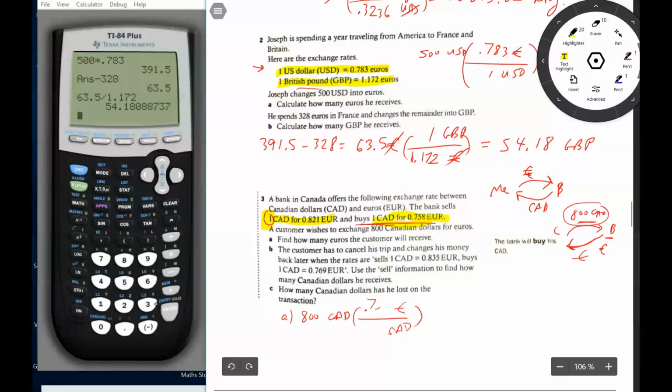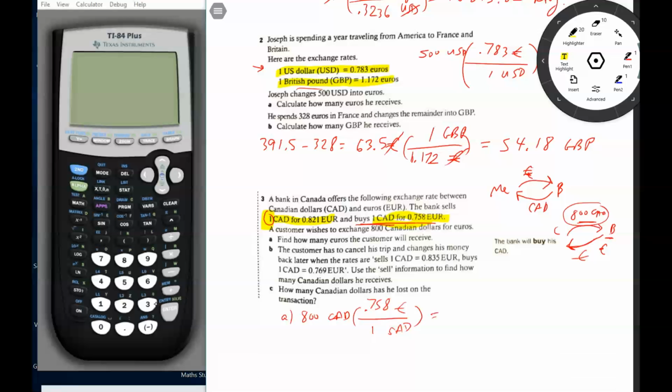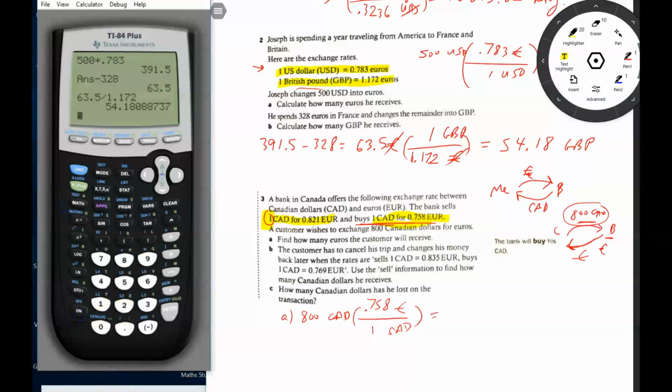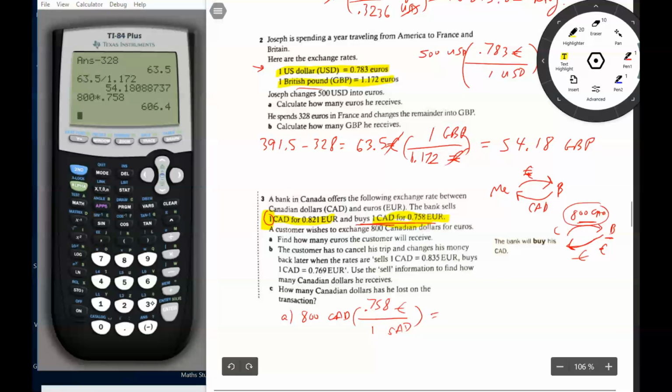So my euro rate is going to be 0.758 and the Canadian dollar rate is going to be 1. Now I can calculate this by multiplying 800 times 0.758. That gives 606.4. What is this? The Canadian dollar cancels out, so this must be euros. Okay.